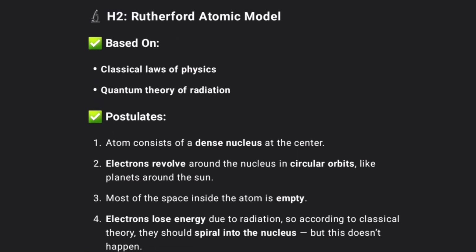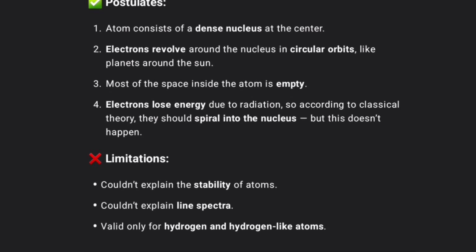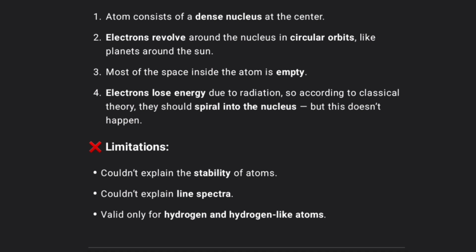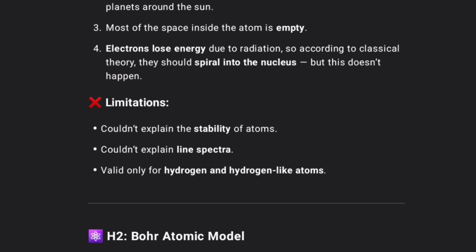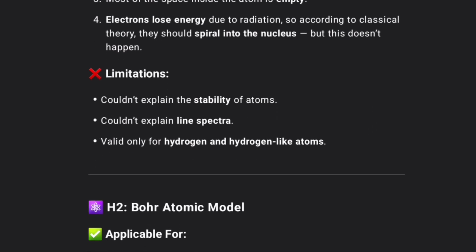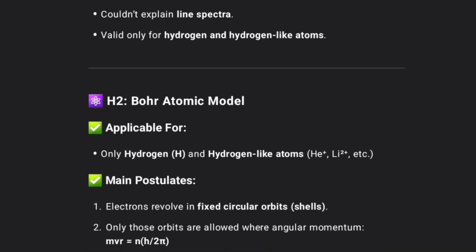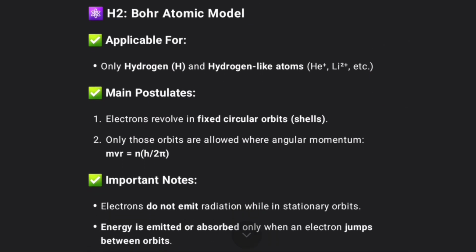Limitations: it couldn't explain the stability of atoms, and couldn't explain line spectra. Bohr atomic model, based on quantum theory of radiation. It is applicable only for hydrogen and hydrogen-like atoms, such as He⁺, Li²⁺, etc. Main postulates: 1. Electrons revolve in fixed circular orbits called shells. 2. Only those orbits are allowed where angular momentum, mvr, equals nh/2π.